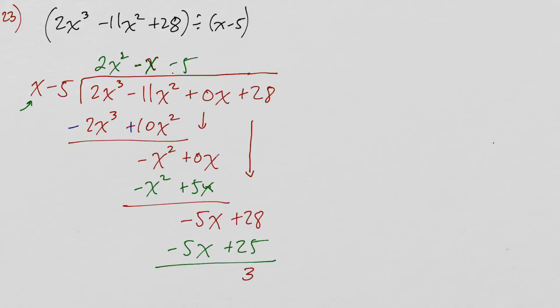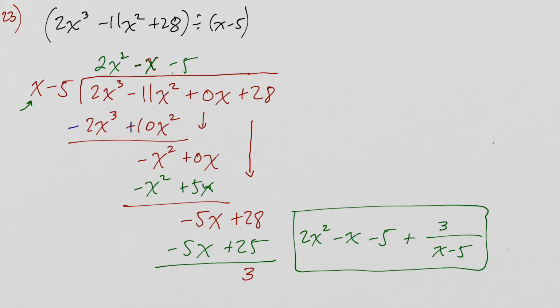So I'm going to squeeze my answer down here. Well, I'll do it over here. We got 2x squared minus x minus 5, plus 3 over x minus 5. Okay, so that's the long division.